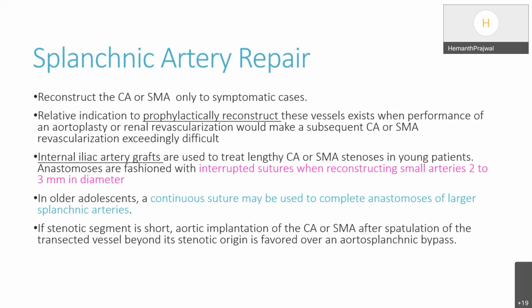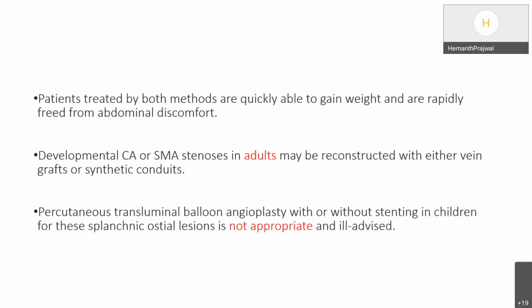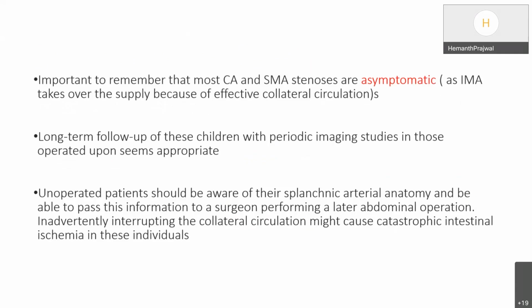If a stenotic segment is short, aortic implantation of the celiac artery or SMA after spatulation of the transected vessel beyond its stenotic origin is favored over an aortosplanchnic bypass. Patients treated by both methods are quickly able to gain weight and rapidly are freed from abdominal discomfort. Developmental stenosis in adults may be reconstructed with either vein grafts or synthetic conduits. Percutaneous balloon angioplasty with or without stenting in children of these ostial splanchnic lesions is usually not appropriate and ill-advised.